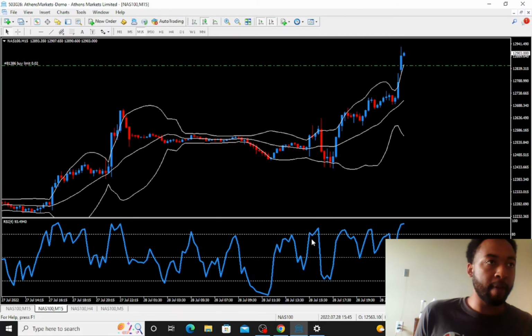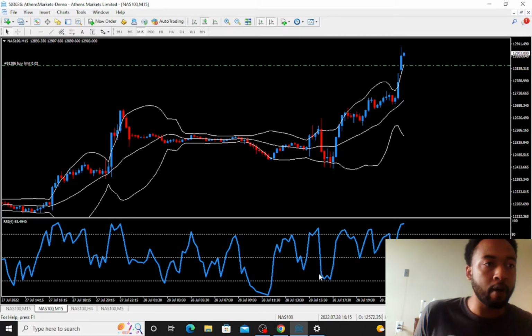So boom, right here, what happened? The market was ranging right there, right? What happened when that went up above the 80? It reversed. And anybody who would have sold that would have made thousands. Look at that. The market is still in the range. Why? Because the Bollinger Bands are moving sideways.